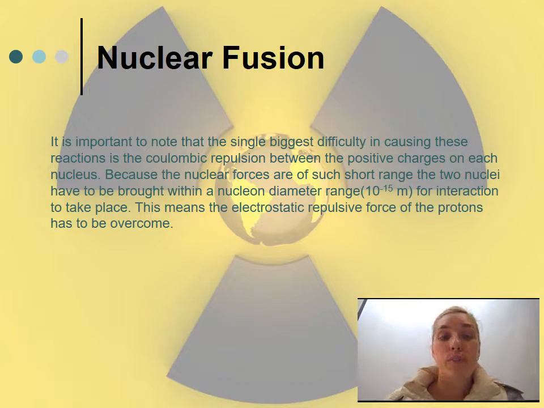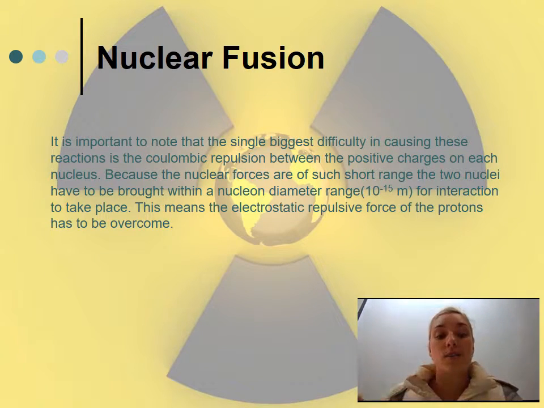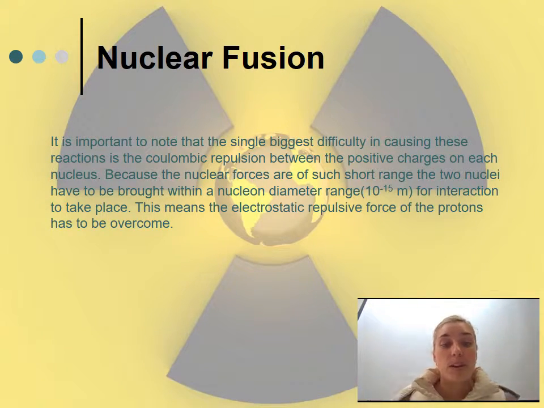So if nuclear fusion produces so much energy, well, why aren't we doing it? Well, there's a couple of reasons, but the main one to note is that the biggest difficulty in causing these reactions is actually the repulsive forces between the positive charges in each of the nuclei. So because the nuclear forces are such short range, the two nuclei have to be brought together within 1 nucleon diameter for this reaction to actually take place. So this means that the electrostatic repulsive force of the protons needs to be overcome, which is a really difficult thing to do.